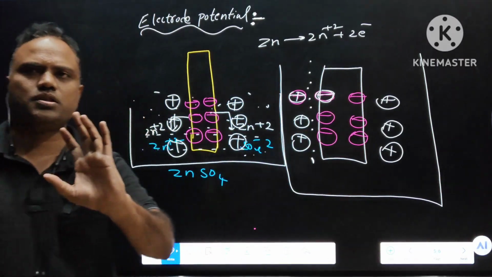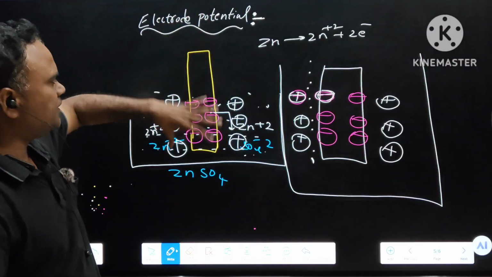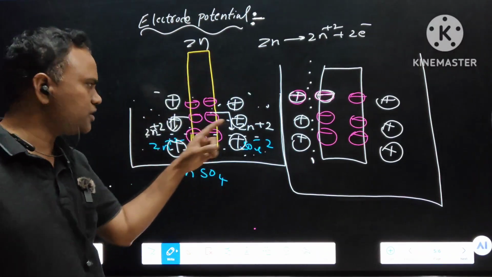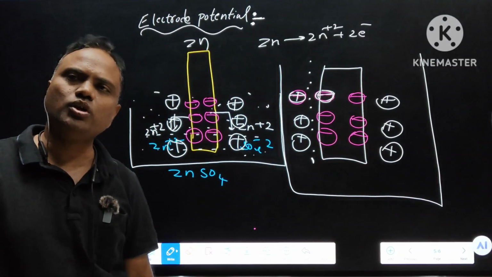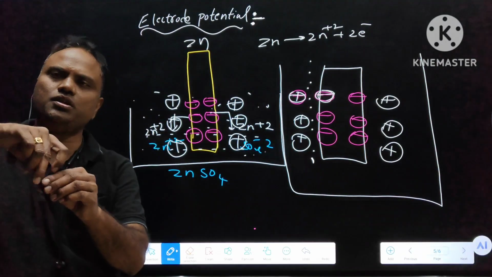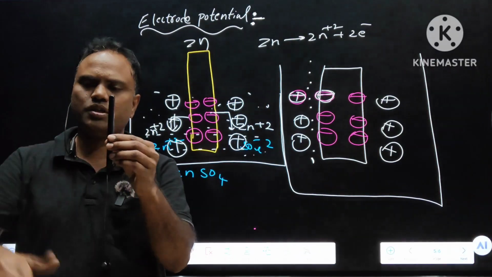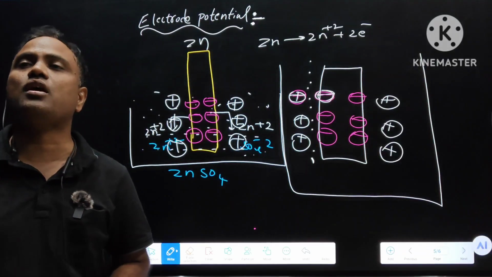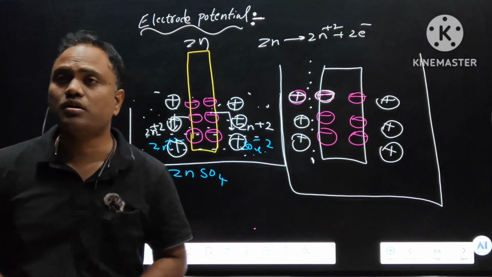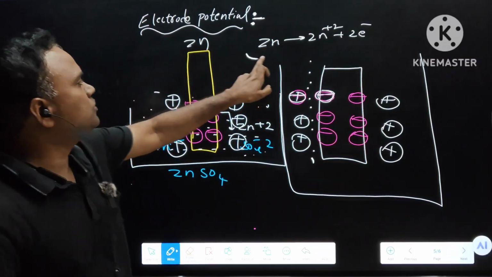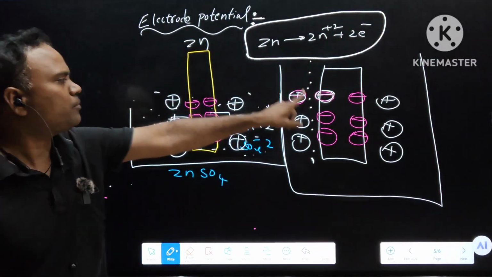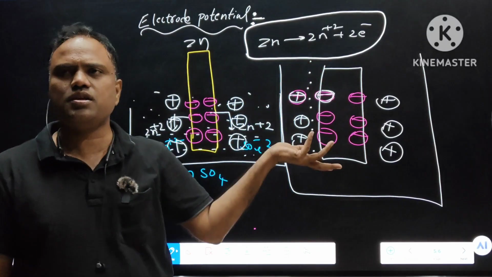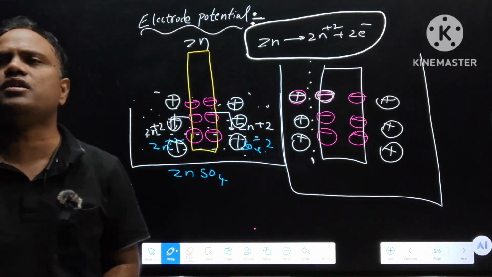You answer this question, all of you. What did I do here? I placed the zinc rod in zinc sulfate solution, right? Then what happened? Zinc is converting into Zn+2 and releasing into the solution, and electrons are accumulated on the rod only. Right? Due to this reaction, potential difference is developed. Yes or no? Due to this reaction means, tell me, which reaction is this? Oxidation reaction or reduction reaction?